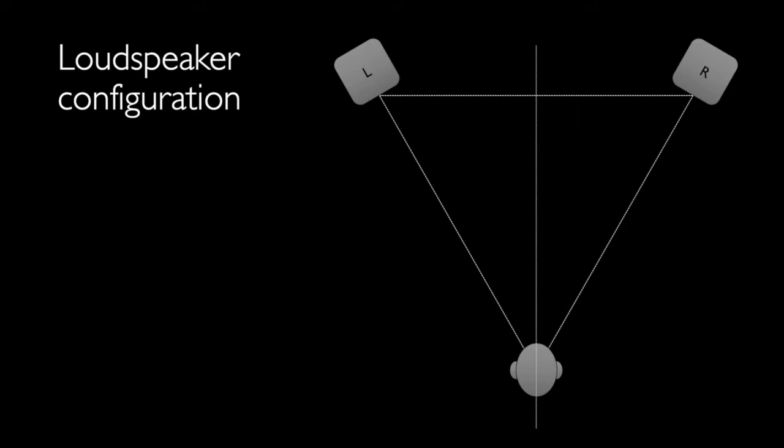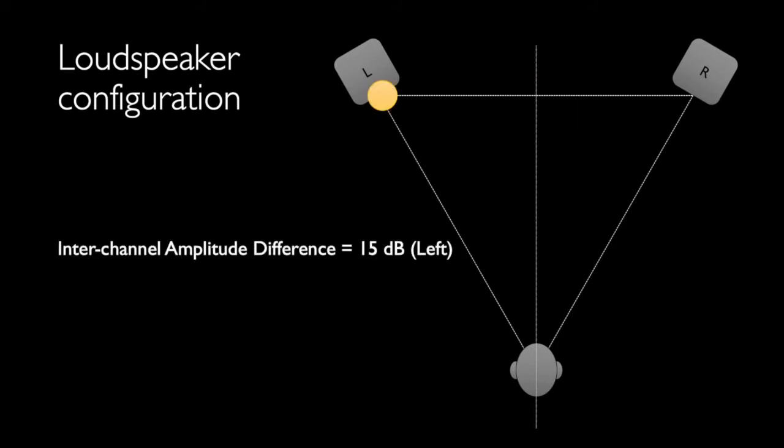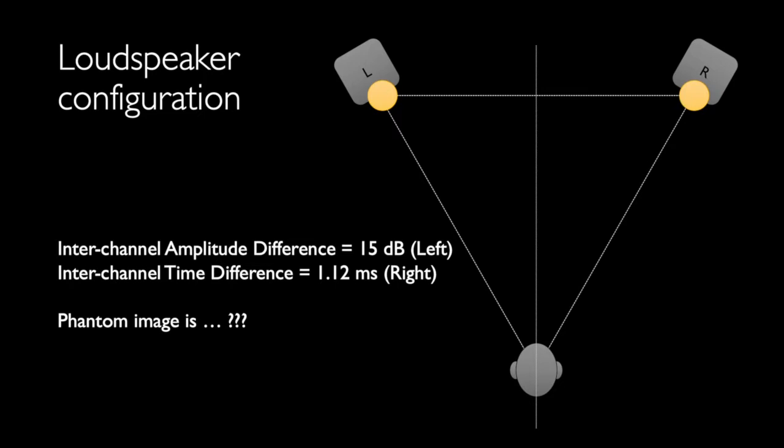Right now you're hearing my voice 15 decibels louder in the left channel, which should push the image all the way into the left loudspeaker. But at the same time, I'm 1.12 milliseconds earlier in the right channel, which should push my voice in the opposite direction. The question now is, where do you hear my voice?